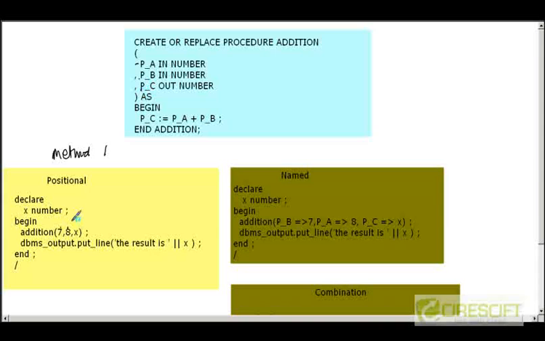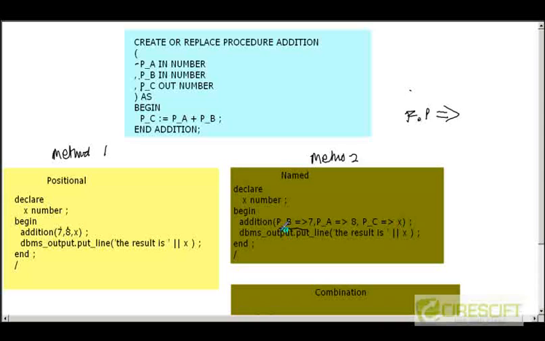That is a mapping. But if you don't want to use position, you can also send in a different way. Whatever the formal parameters are, you can send them like this: the formal parameter, then an arrow, and then the value. So what I'm saying here in the named method, which is method 2, is that PB, the second parameter, is 7, the first parameter is 8, PC is x.